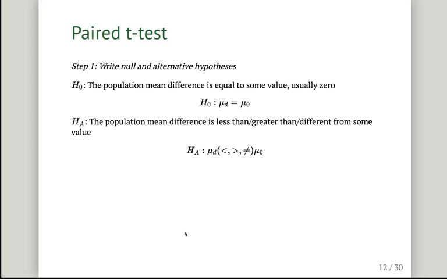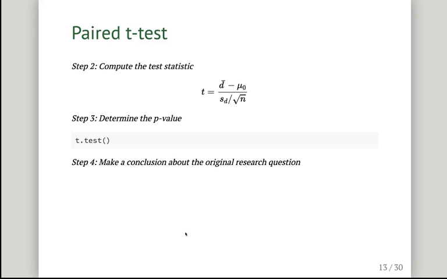First, we'll write our null and alternative hypothesis. Our null hypothesis, again, says that the difference is equal to some value. The alternative is that the mean difference is less than, greater than, or different from some value. Again, we will almost always assume this value is 0. We'll calculate our test statistic just like we did in the previous video, except now we'll base it on the new difference variable. We'll determine the p-value using the t.test function, again based on this new difference variable, and then we'll make some conclusion about the original research question.